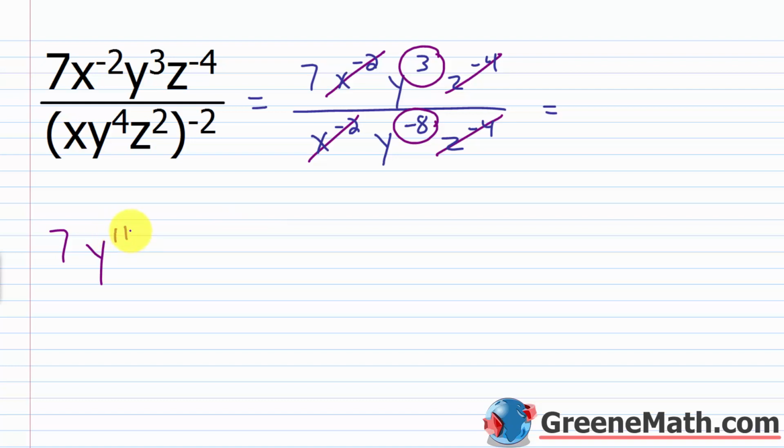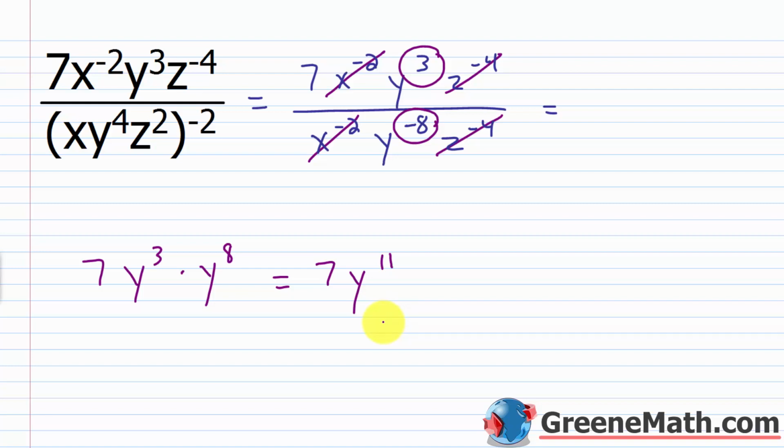Now, another way you could have done this, you could have had 7 up here. You could drag the y up. So you could have y cubed. If you drag the y down here up into the numerator, the exponent changes from negative 8 to 8. Then you could just use your product rule for exponents. So you have 7y raised to the power of 3 plus 8, which is 11. So there are a lot of different ways to do the same thing, whatever you're more comfortable with.